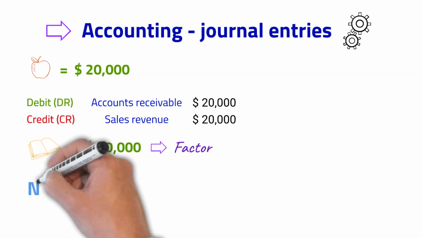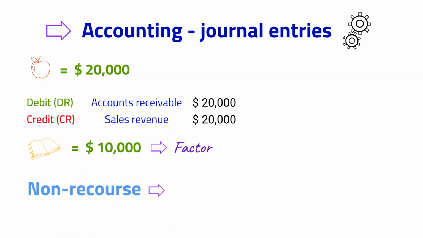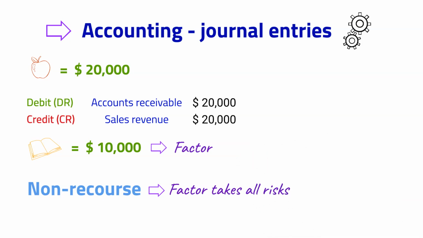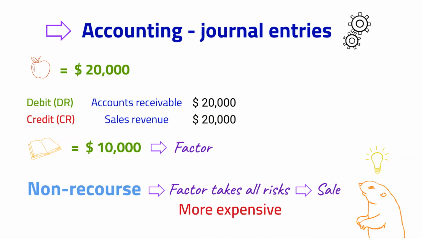Let's first look at non-recourse factoring, where we completely transfer the receivables and don't retain any collection risk. Meaning, if the customer doesn't pay, the factor company will take the losses. Here, the factor takes the credit risk, so this is a sale, and such factoring will be more expensive than a recourse one. Let's have a look at a simple example.